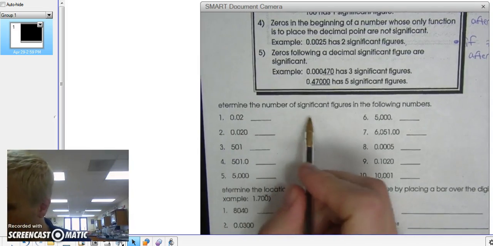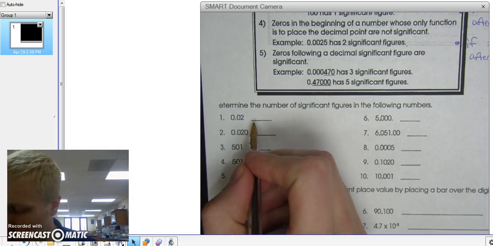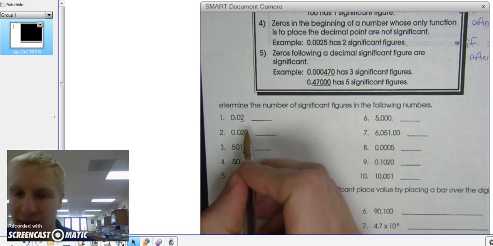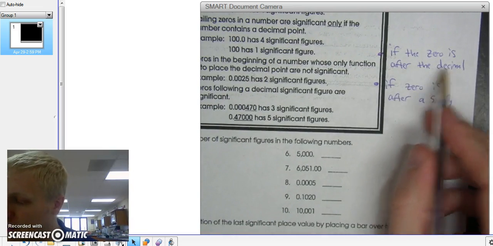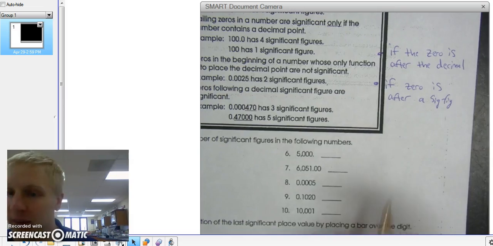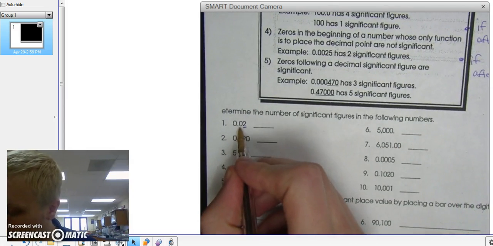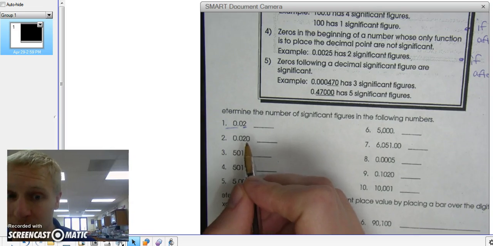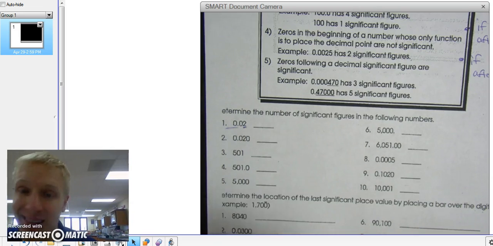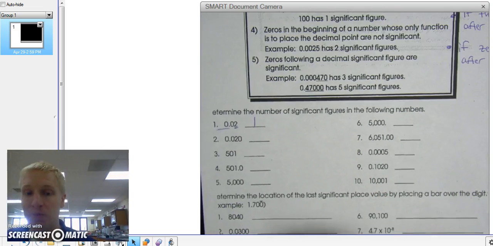It says determine the number of significant figures in the following numbers. We got 0.02. That 2 is definitely significant, but now this 0, we got to look at our statement above. If the 0 is after the decimal, and if the 0 is after a sig fig, then it would be significant. This 0, is it after a decimal? Yeah, it is. But is it after anything significant? A number 1 through 9? The answer is no. So that 0 is not significant. So we're only going to have one significant figure, that 2.